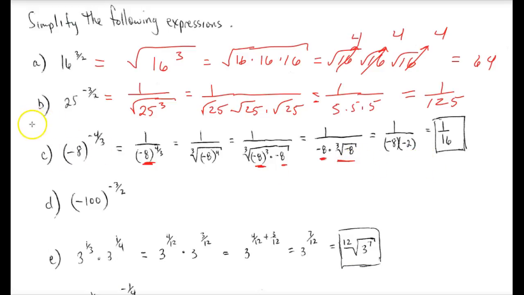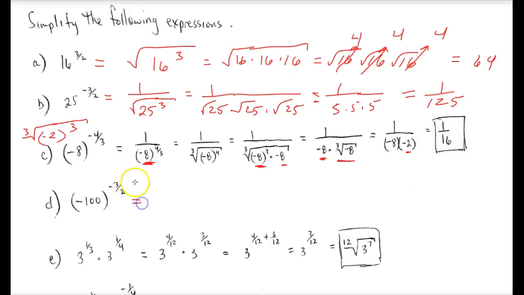So here, I'll just put it here. So we know that cube root of -8 is just the same thing as cube root of -2 raised to the 3rd power. And so we have 3 -2's under there, so we can pull one out. And so from that, 1 over -8 times -2 is 1 over 16.